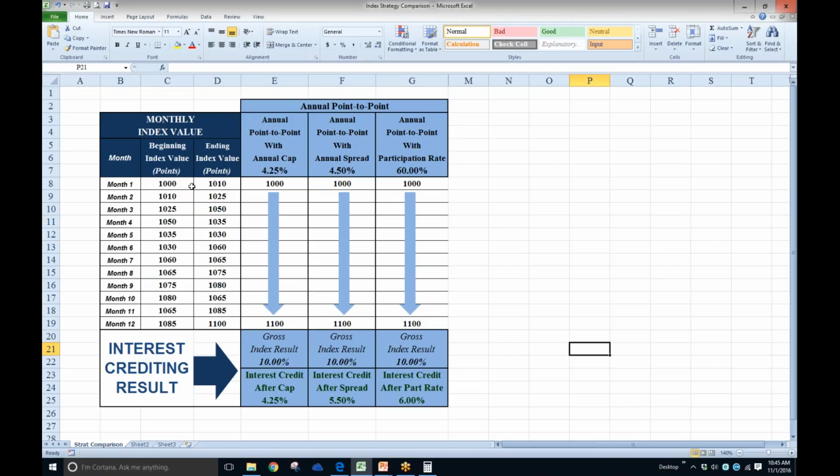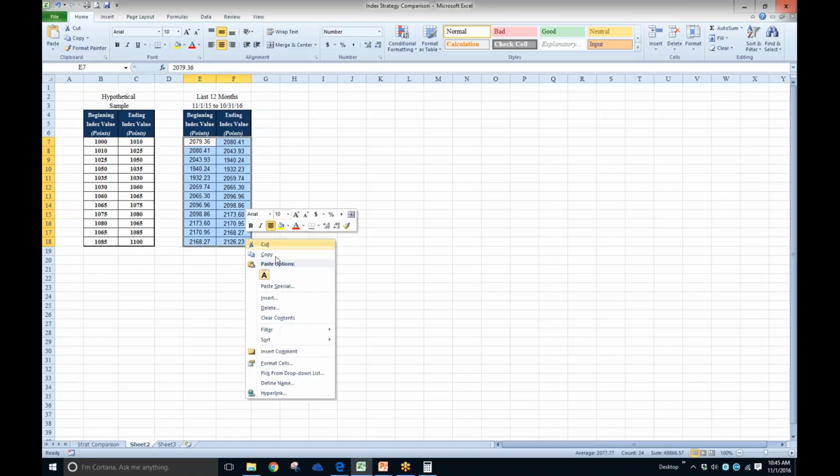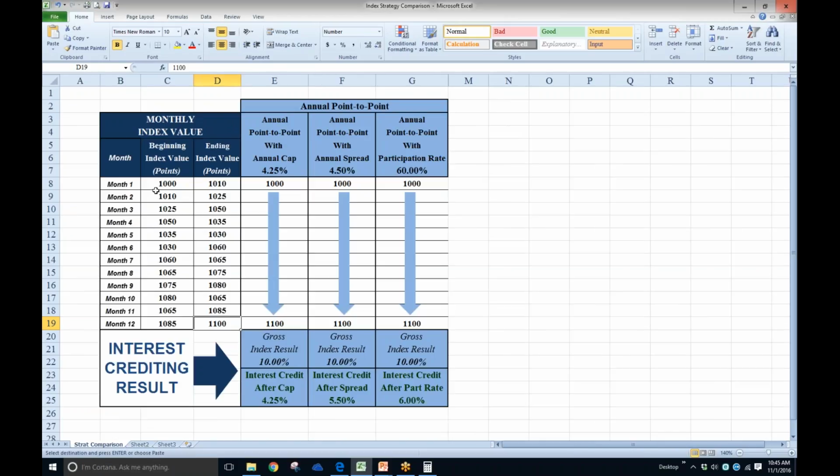Now I want to show you something different. This index scenario right here, I created just randomly for the most part. And I created it randomly because I wanted the math to be really clear. You know, 1,000 to 1,100, but it doesn't really work that way in the real world. Let's take, for example, this same set of numbers here, and we're going to use what actually would have happened over the course of the last 12 months in the S&P 500.